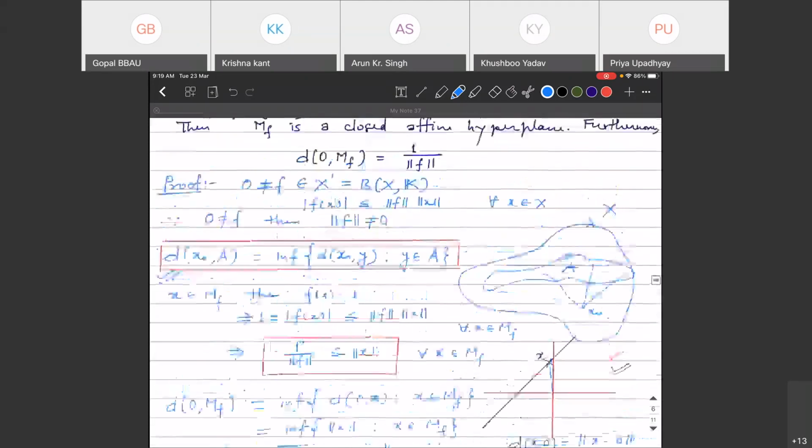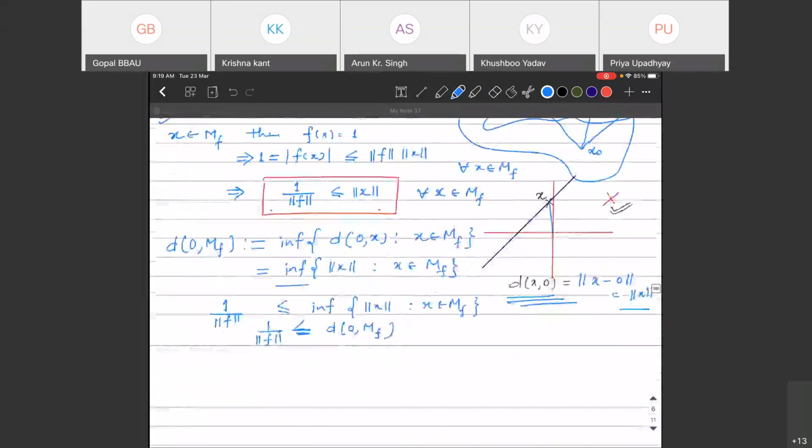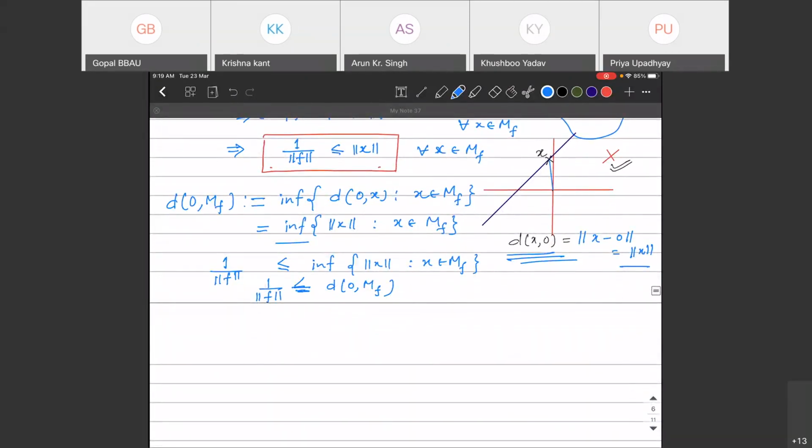But you wanted to prove that d0 of MF is equal to 1 by norm f. Now we claim that d0 of MF is less than or equal to 1 by norm f. Okay.